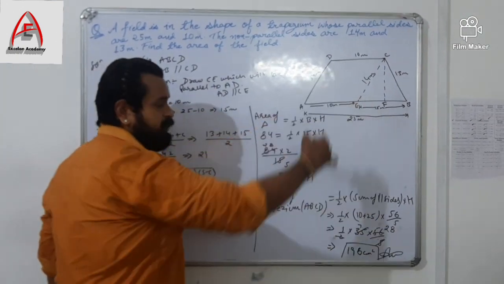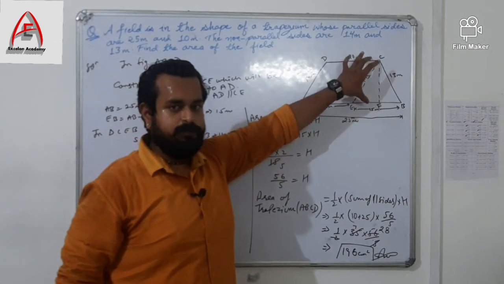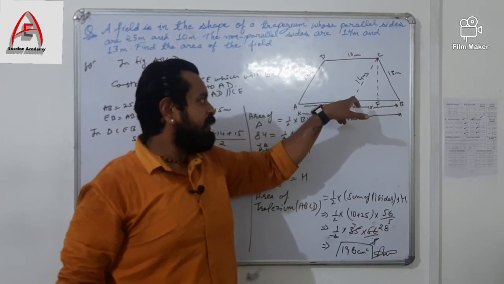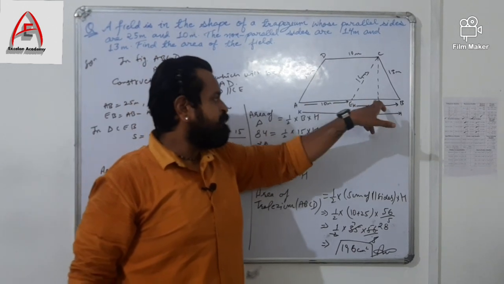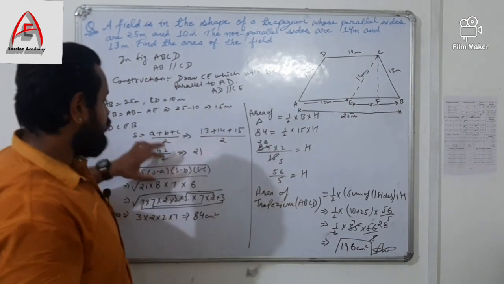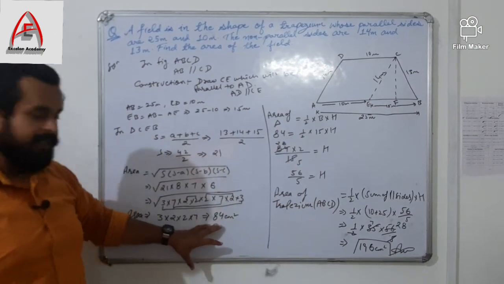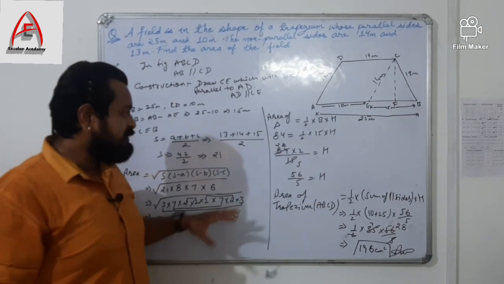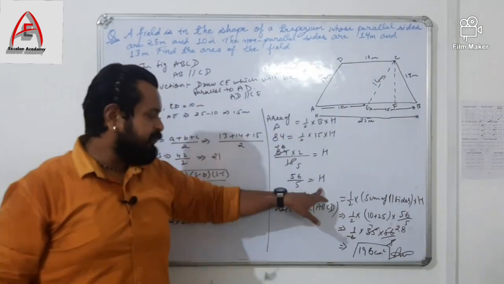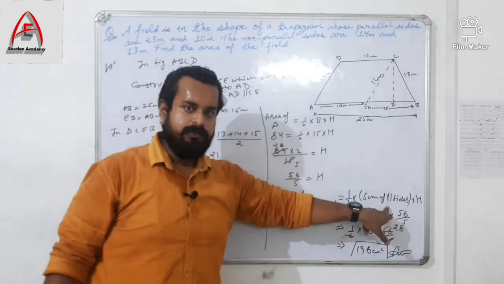See, we have a figure of a trapezium. In the trapezium the height is not given, so first we have to find the height. We will draw a line parallel to AD, and then for the triangle we will first calculate the area using Heron's formula, and after finding the area we will use it for finding the height, and after getting the height we can put this value in the formula of the trapezium.